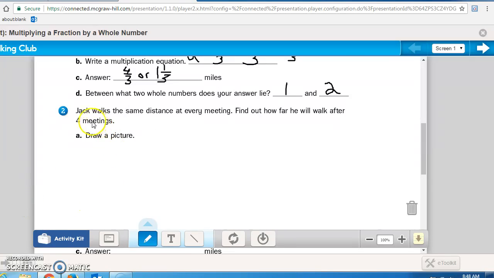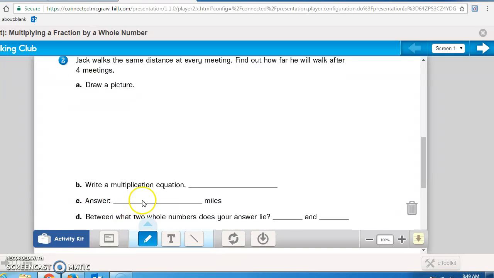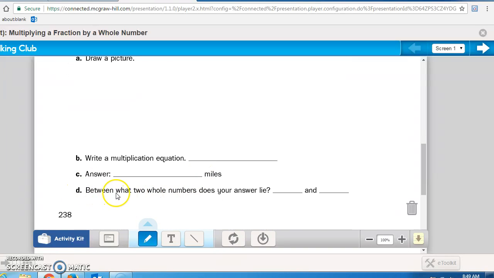Number 2 says, Jack walks the same distance at every meeting. Find out how far he will walk after 4 meetings. So again, draw your picture like I did above, write the multiplication equation, answer it in how many miles, and then write between what 2 whole numbers your answer lies.